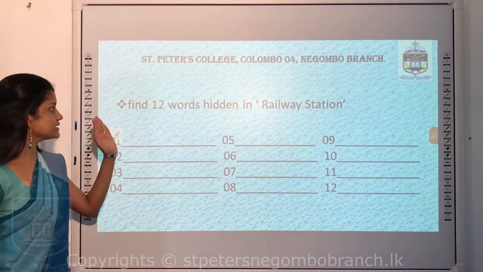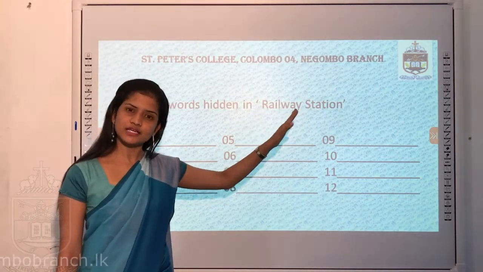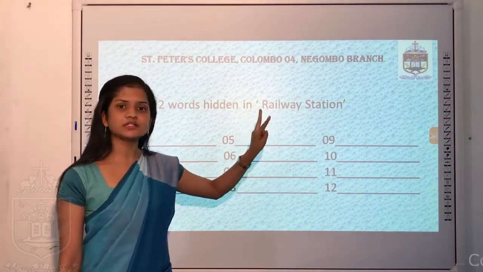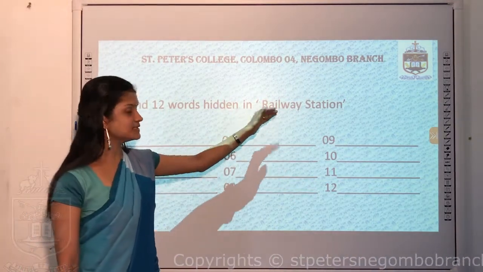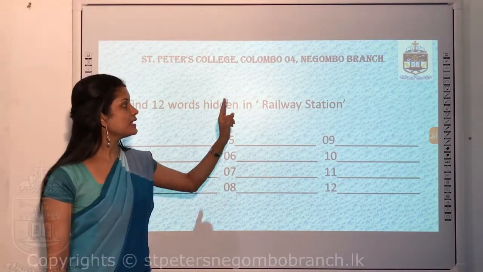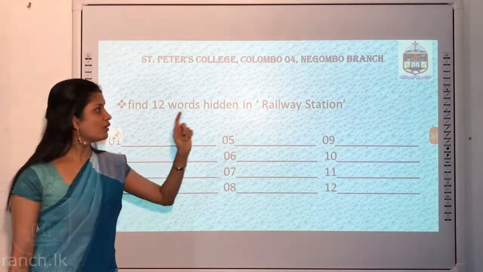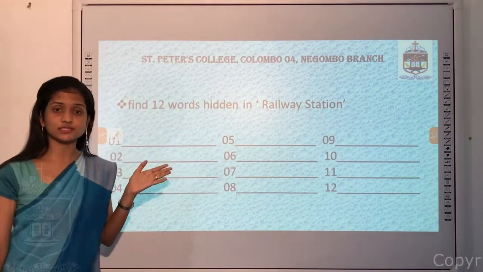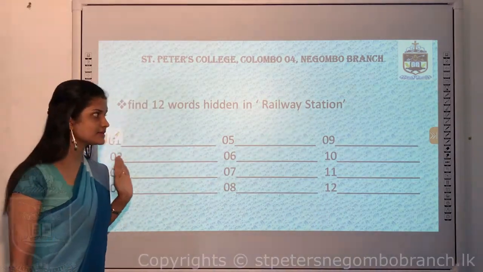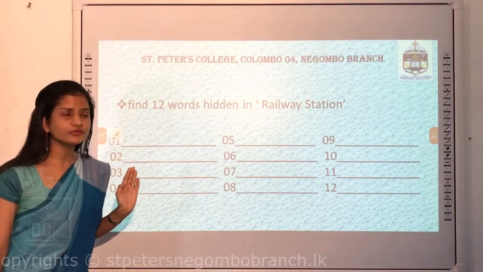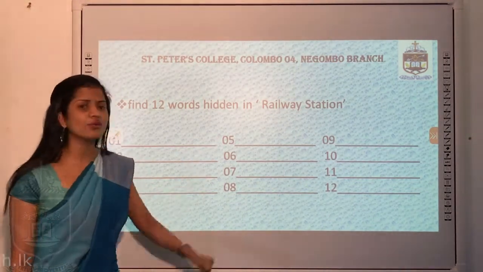Next exercise is to find 12 words hidden in railway station. Railway station, two different words, but you have to write 12 words hidden in these words. As an example, an. Here also we can write a and an. An is a word. O-N. On is also a word. Another word, it. I-T. It. Like that, you have to write two-letter words, three-letter words, four-letter words. Never mind, try to find 12 words.